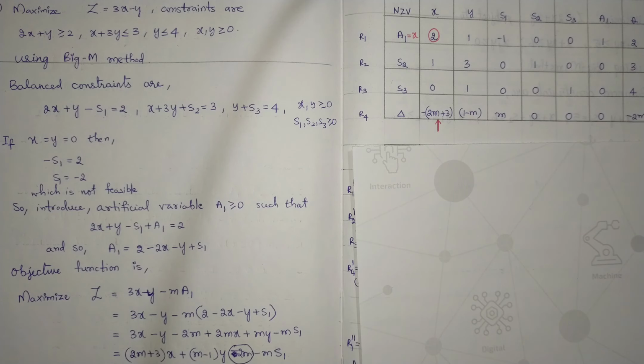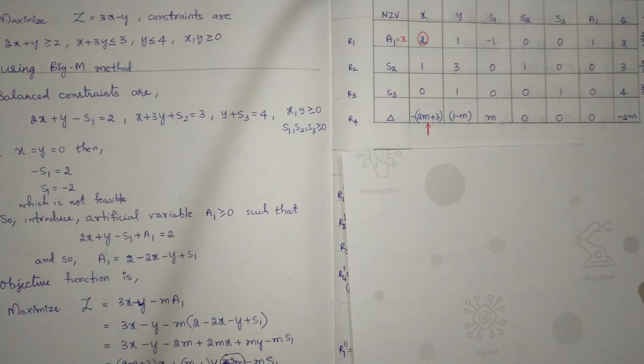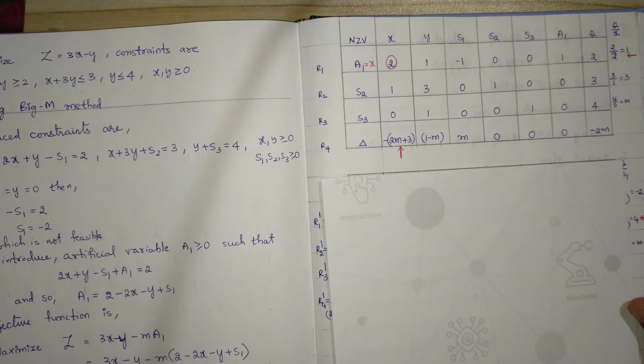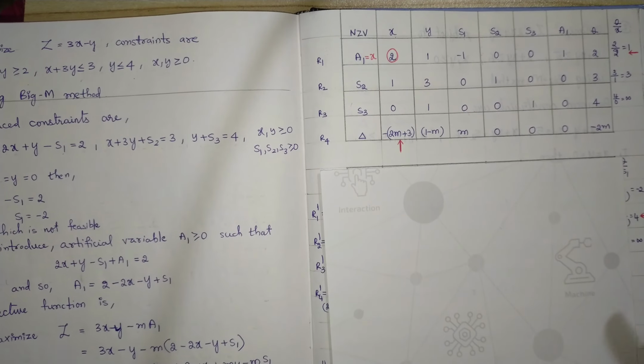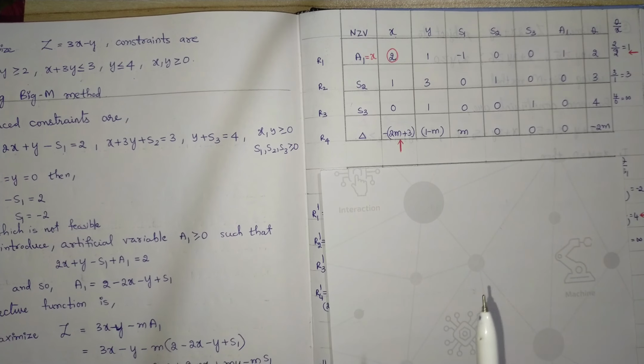But look at the quantity. To write the quantity, look at the constant term here. So minus 2m is the constant term. Let us write that as it is. Don't change the sign. Okay, fine. So this is your initial simplex table.